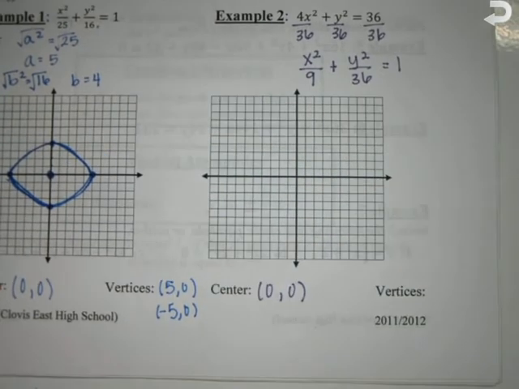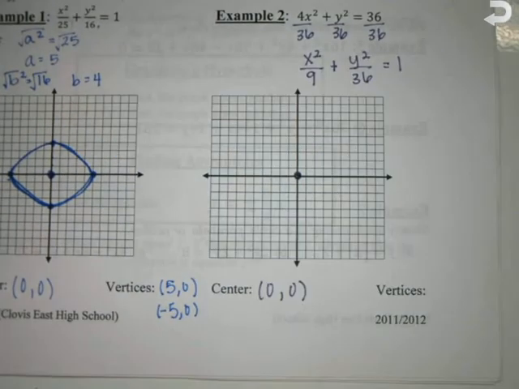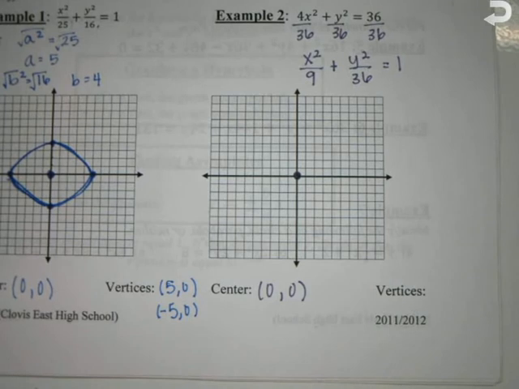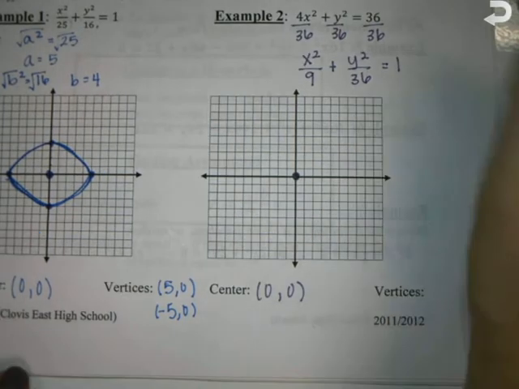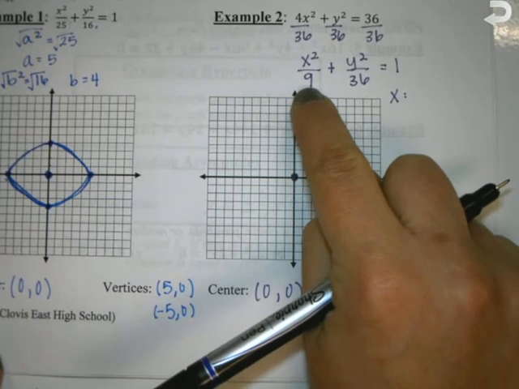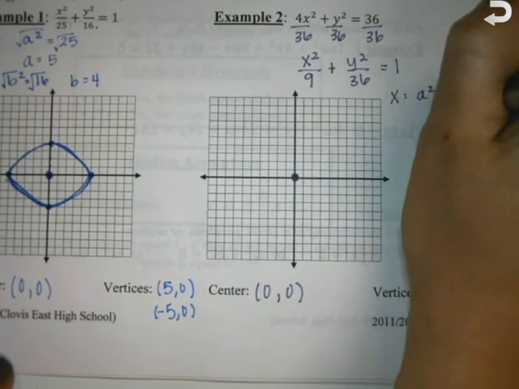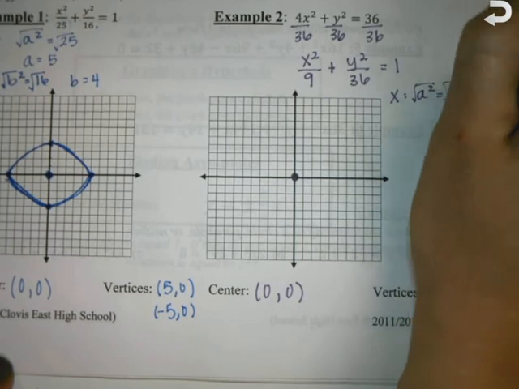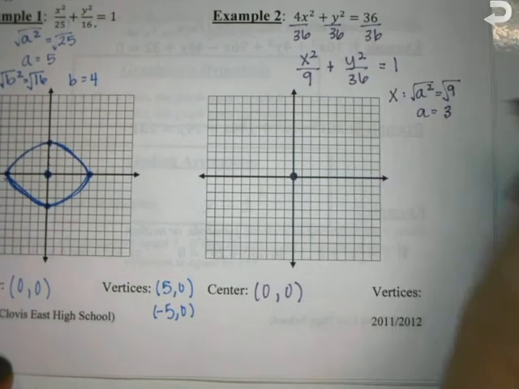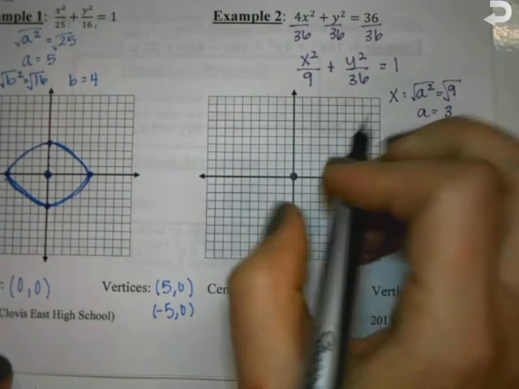Okay, so let's figure out which direction I'm going to go in the x's. We're looking at the number underneath x squared. So a squared is equal to 9. Take the square root. So a equals 3. So in the x direction, I'm going to go 1, 2, 3 to the right, 1, 2, 3 to the left.